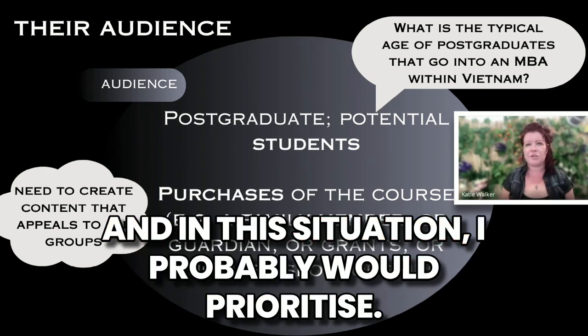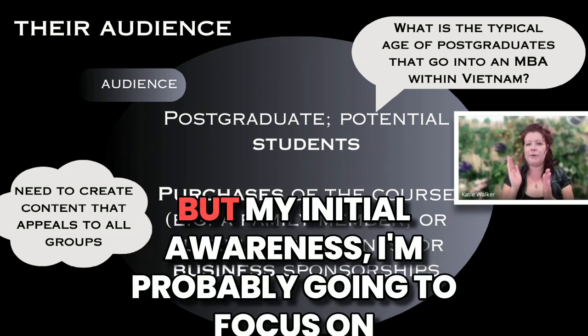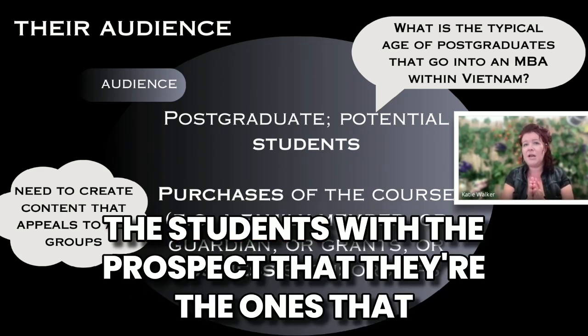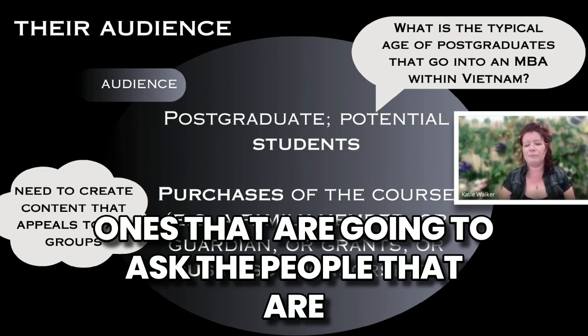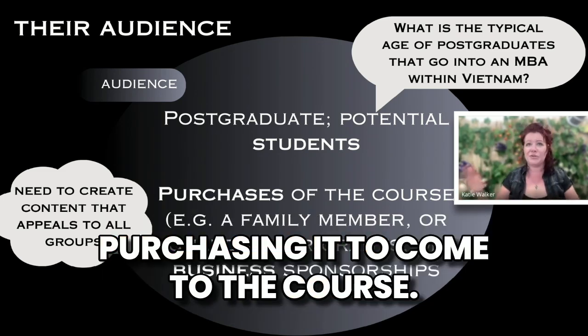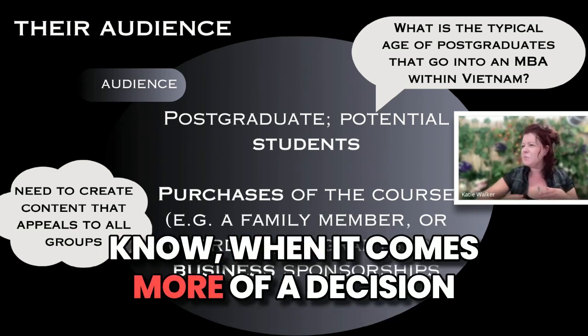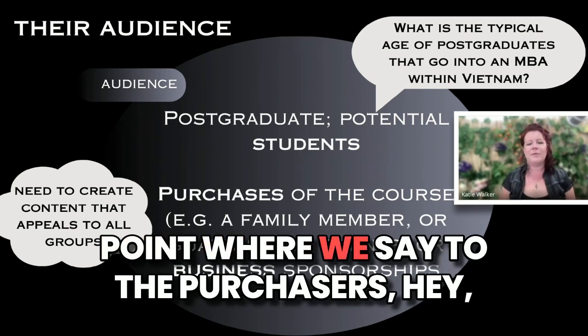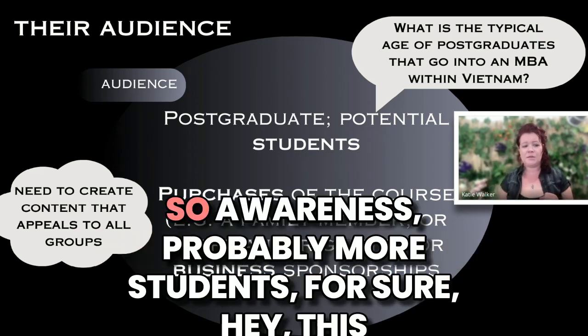And sometimes we're going to have to prioritize what content we go for first. In this situation, I would do a mixed bag, right? But for my initial awareness, I'm probably going to focus on the students, with the prospect that they're the ones that are going to want to go there, and they're the ones that are going to ask the people purchasing it to send them to the course. However, I'm also going to create content for the decision point where we say to the purchasers, hey, this is why this course is worthwhile. So awareness, probably more students for sure.